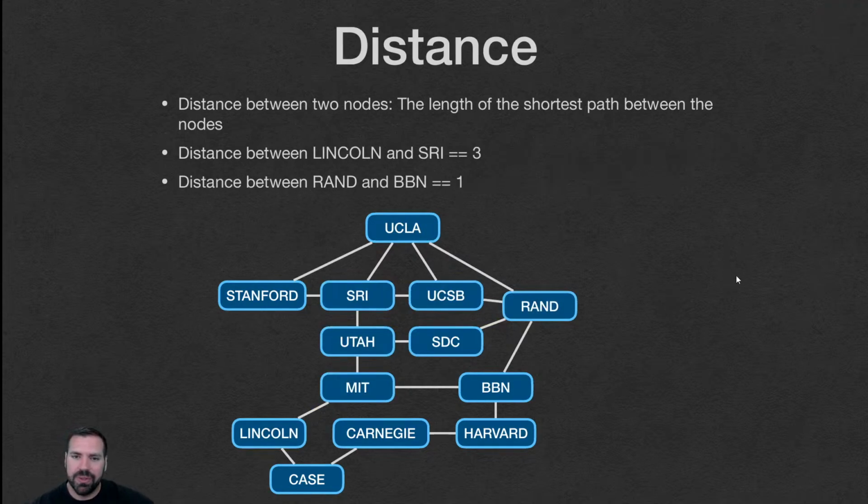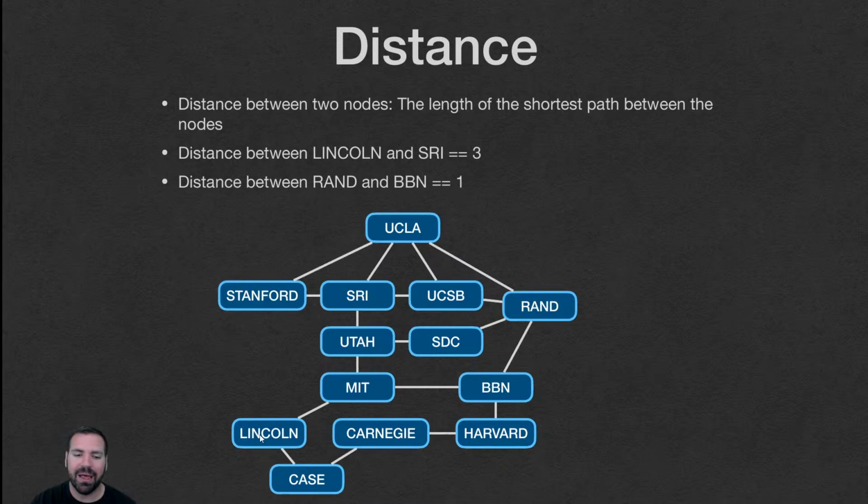Distance between two nodes is the length of a shortest path between the nodes. Even in my slide I say the shortest path, but there can be multiple different shortest paths. Can I find an example quick? I guess this one. So Carnegie, there's a shortest path 1, 2, 3 to MIT, and then 1, 2, 3 to MIT. So there's multiple shortest paths to get to the same node. So it's the length of a shortest path, just in case there are multiple shortest paths. The length of a shortest path between two nodes is the distance between those two nodes.